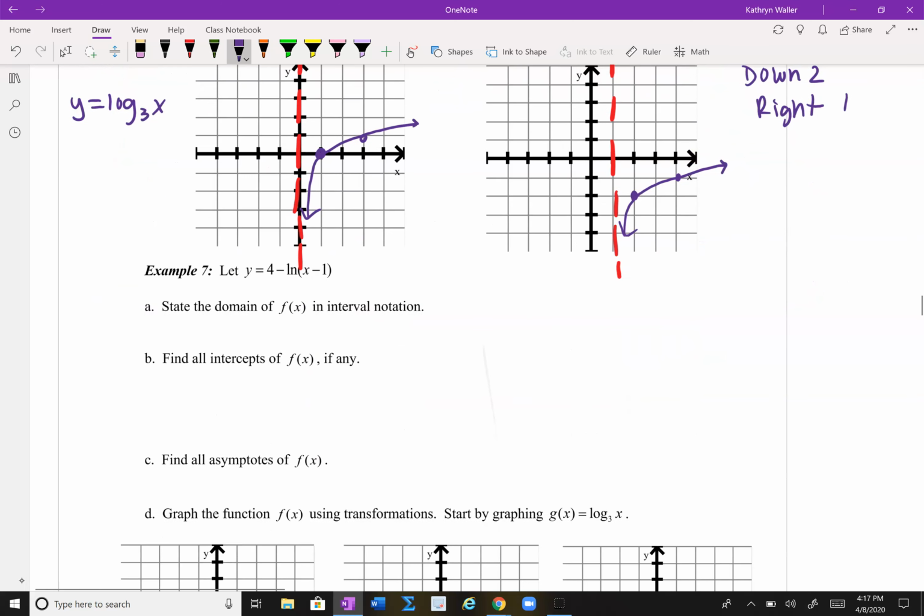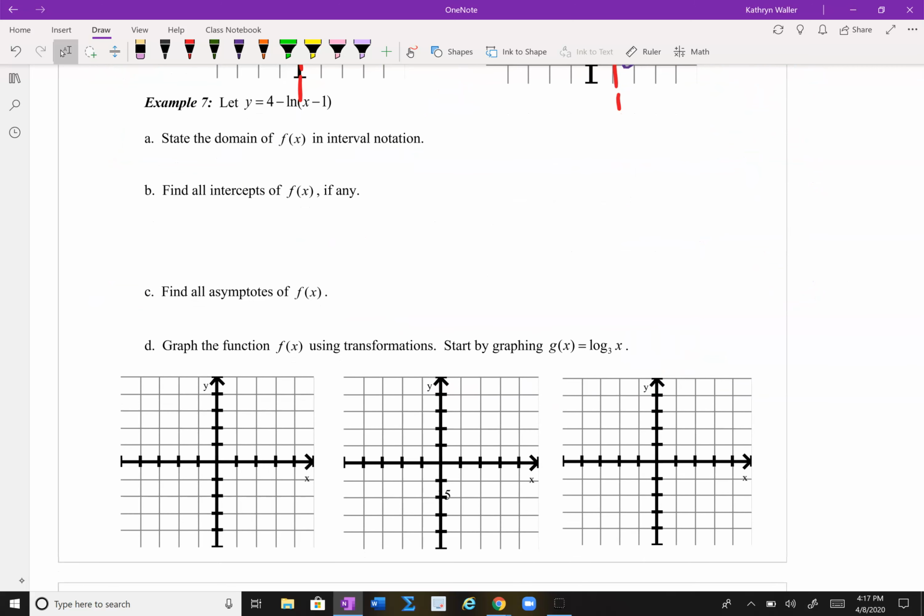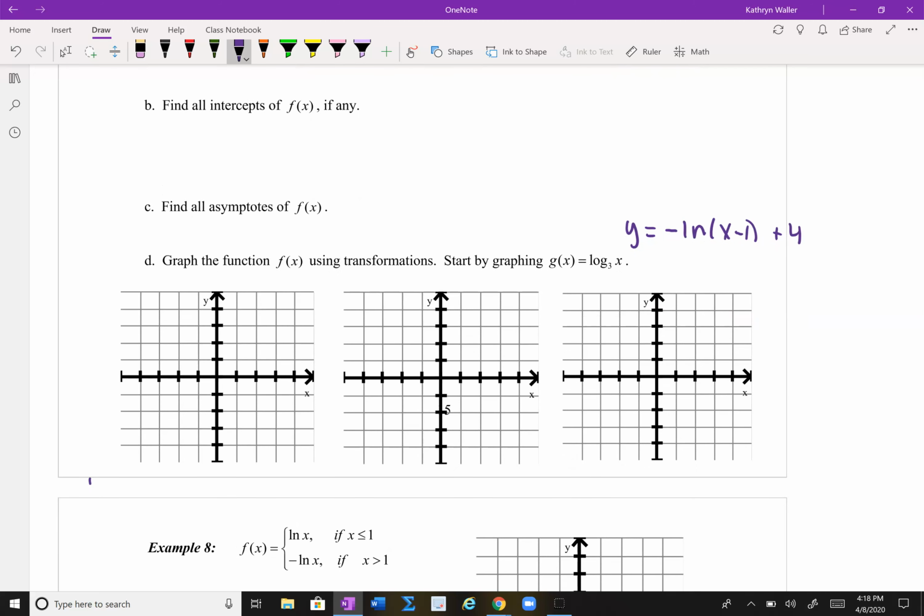Okay, so let's do this one. So skip A, B, and C and go straight to D. Now, the tricky part, it looks bad. So what we're going to do is we're going to reorder it. So I want you to write y equals negative ln of x minus 1 plus 4. So all I did is write the ln first, kept it negative, pushed the 4 back, kept it a positive, looks a little better. Okay, so the first thing we're going to do is graph the parent. And I could put ln x, totally could do that.